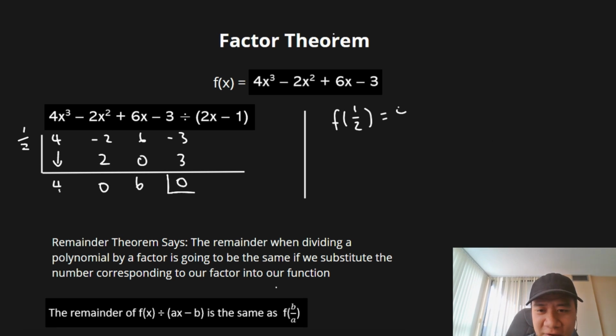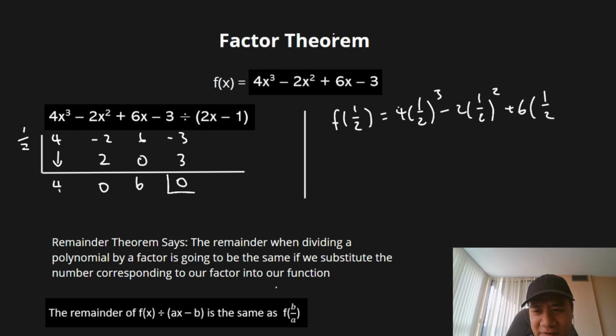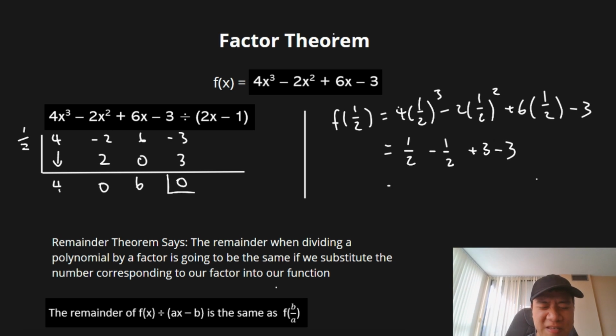f of 1/2 equals 4 times (1/2) cubed minus 2 times (1/2) squared plus 6 times 1/2 minus 3, which equals 1/2 minus 1/2 plus 3 minus 3, which equals 0. Okay, so we have these guys.